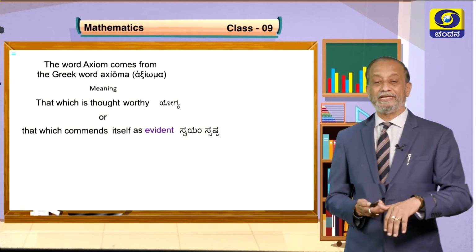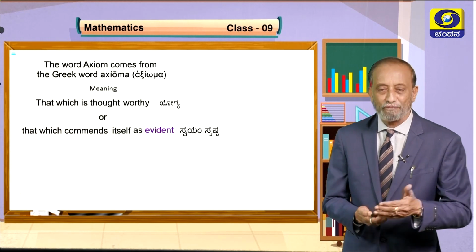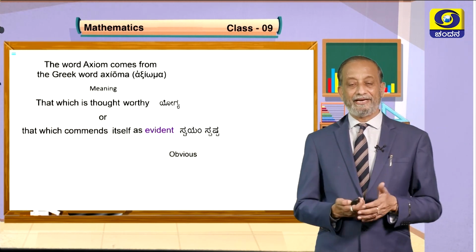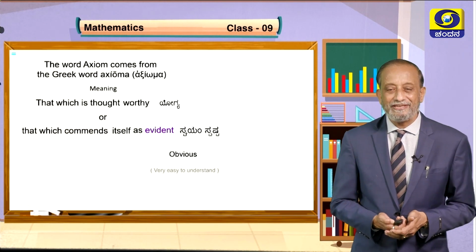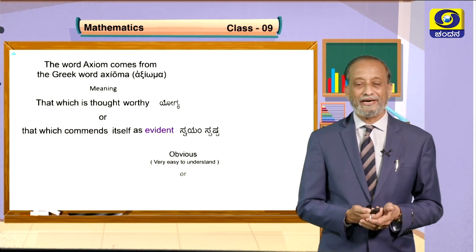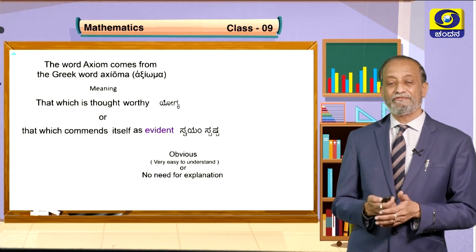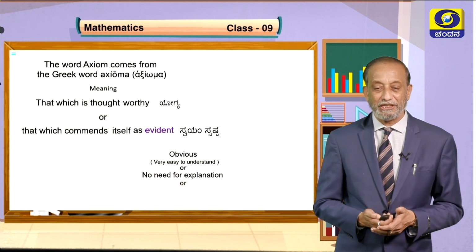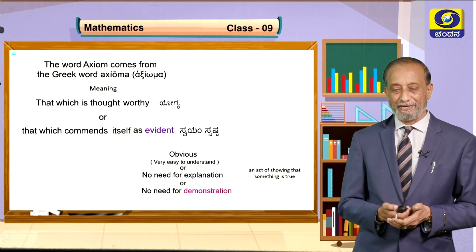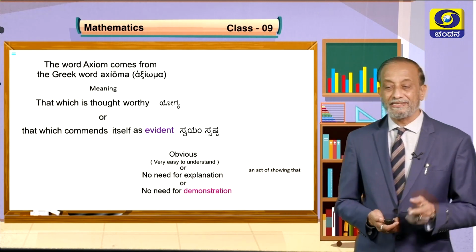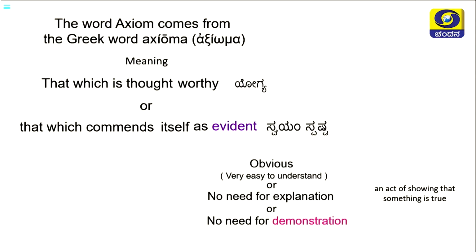Evident means swayam spashta. So, I would like to tell you some more meaning for this word evident. Evident means obvious. Okay? Obvious means very easy to understand, or no need for any kind of explanation, or no need for demonstration. So, demonstration means an act of showing that something is true by giving proof or evidence. That is the meaning of demonstration. And commends means acceptance or approval.